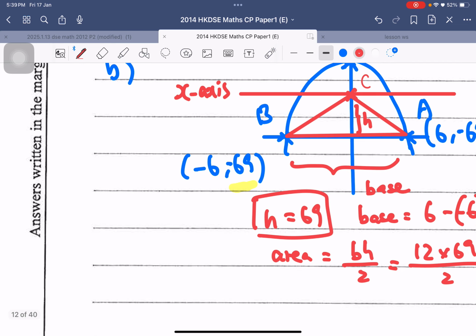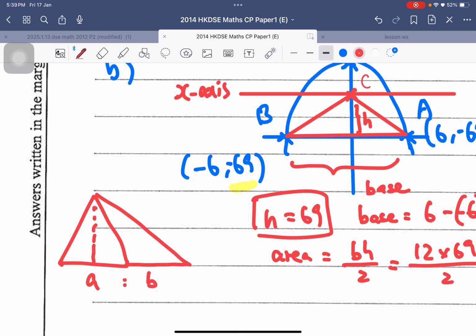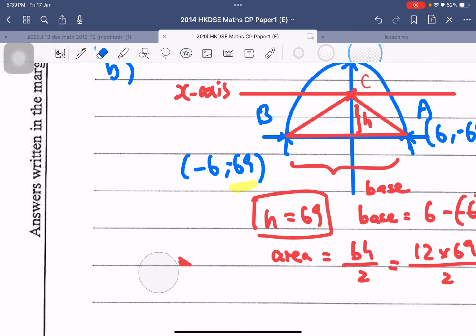Like this. Same height, but different base. If this is A to B, the height is the same, isn't it? So the area must be in the ratio of A to B. Are these two triangles similar? They're not similar, isn't it? But they have the same height, different base. Okay? Understand? Alright. So that's for today.